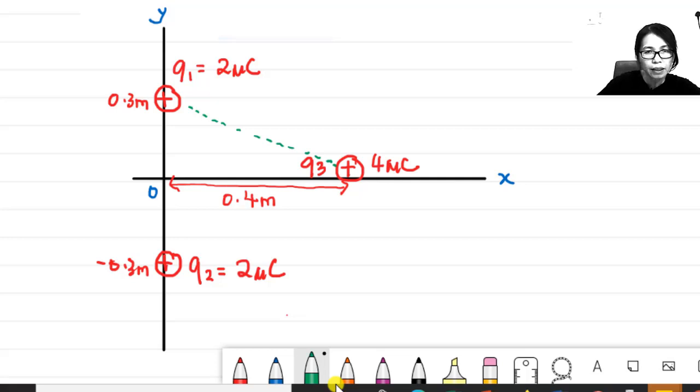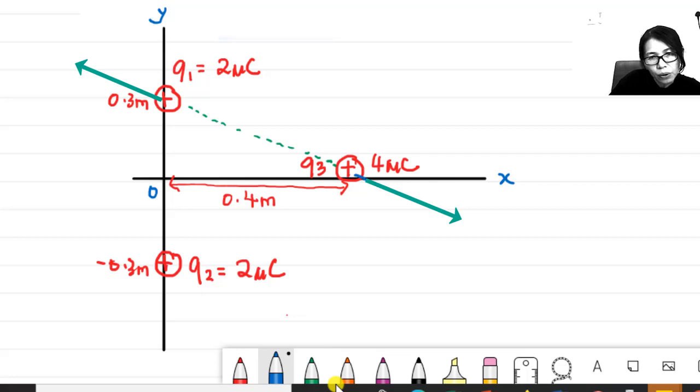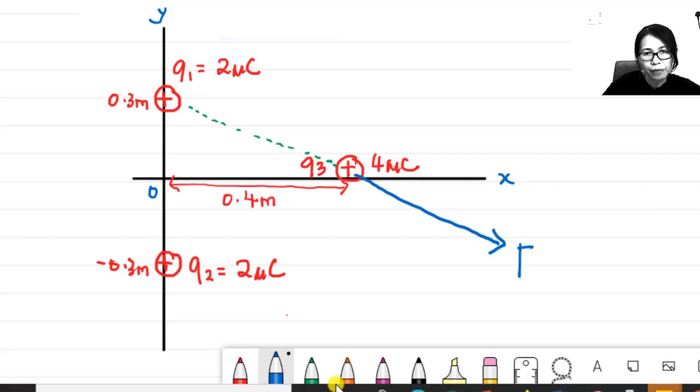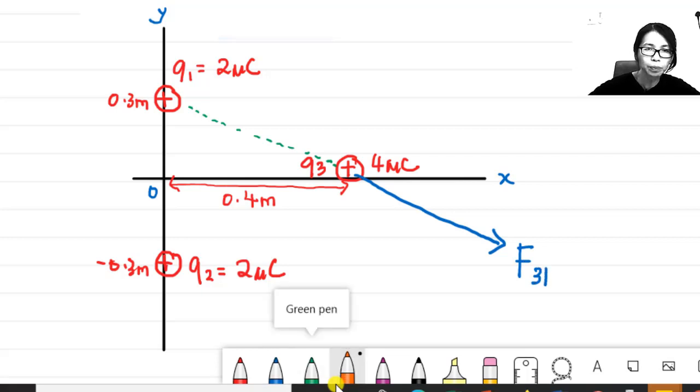So Q1 akan kenakan daya ke atas Q3. So daya apa? Q1 ni positif, Q3 adalah positif juga. So Q3 akan rasa daya tolakkan daripada Q1. So Q1 akan menolak Q3. Okay, there will be a repulsive force between the charges. So Q3 akan rasa daya tolakkan ke bawah sepanjang straight line yang menyambungkan dua charge ni. So we have F31.